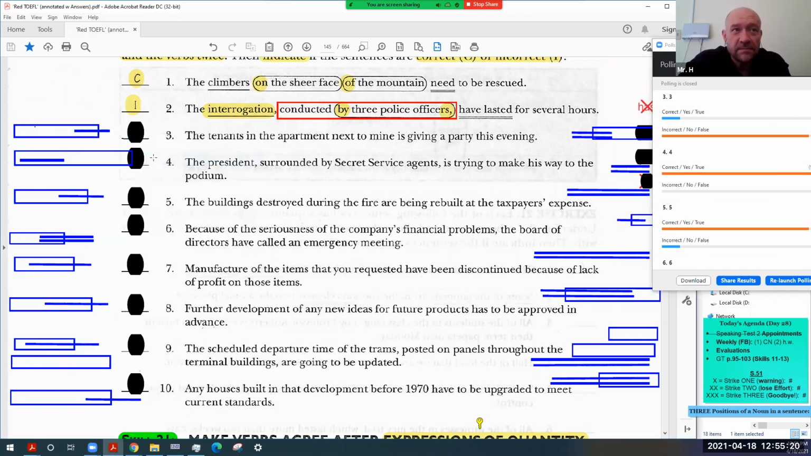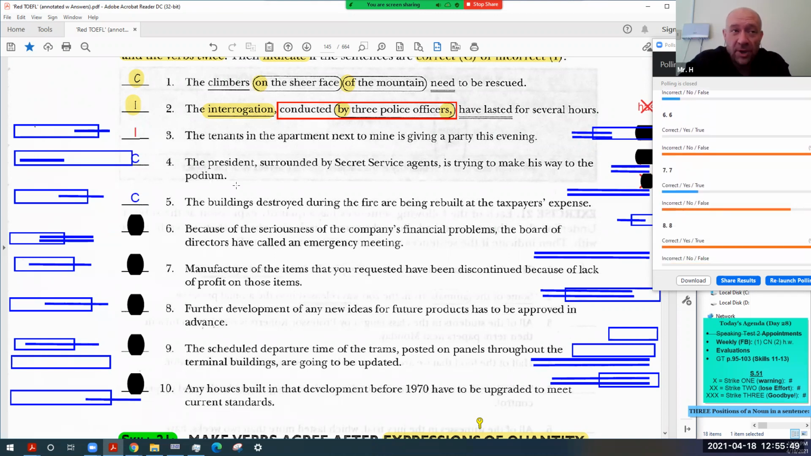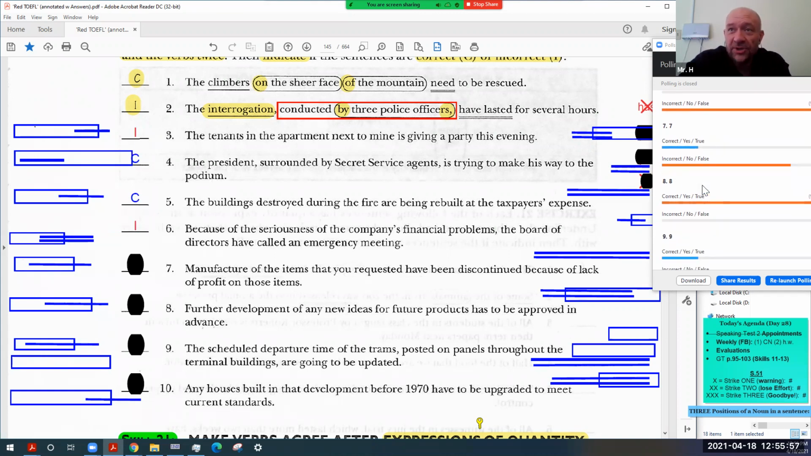Let's see. Bingo. It's incorrect. Okay. All right. What about number 4? Everyone agrees. Everybody says correct. Okay. Good. Number 5. Most of you say it's correct. All right. Let's see. Ta-da. Good. Number 6. Most of you say incorrect. Good. So far, so good, gentlemen.